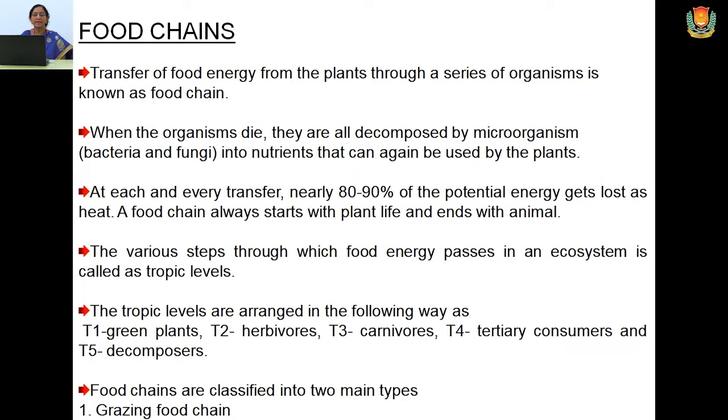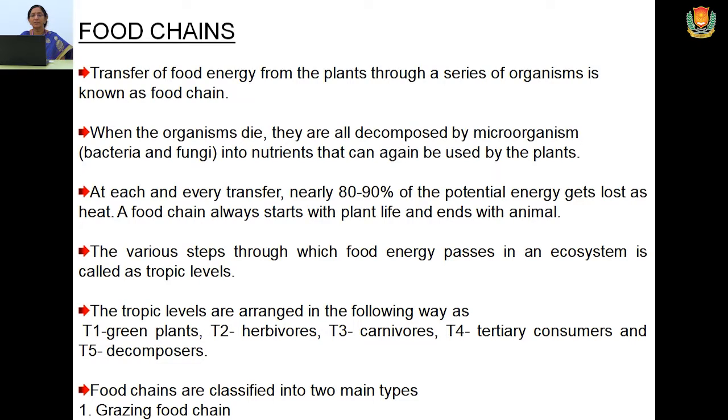Now, food chains are classified into two main types, the grazing food chain and the detritus food chain. Now let us see an example of a food chain, in the diagram I have shown in this slide. In the second diagram, you can see a simple food chain where grass is the producer and the grasshopper eats the grass, and this is a primary consumer.